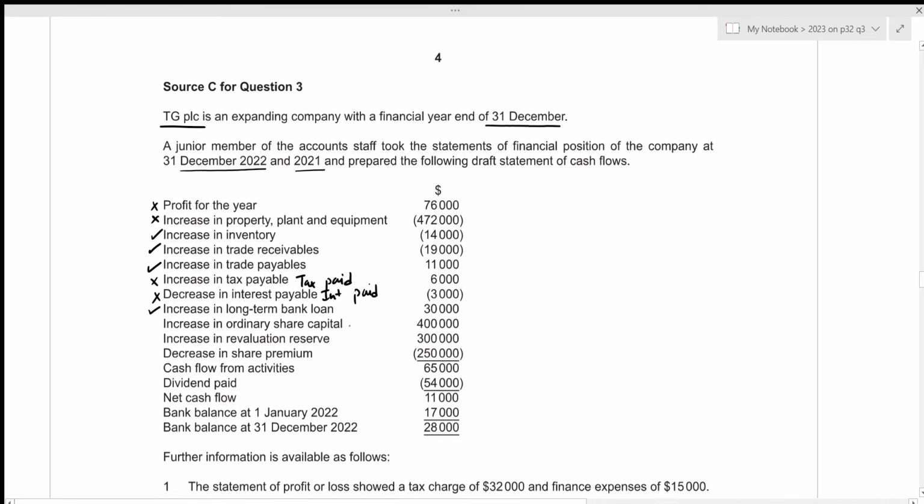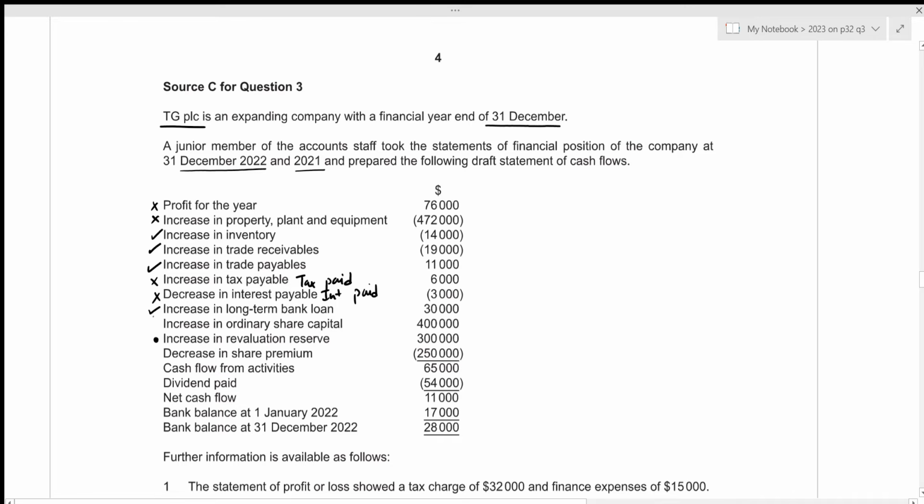Then there's increase in ordinary share capital of 400,000. Okay, then there's the increase in revaluation reserve as well. So revaluation reserve will increase only when there is an increment in our non-current asset. So we need to process this information as well. Then there's the decrease in share premium of 250,000.